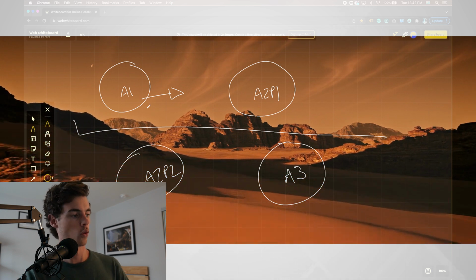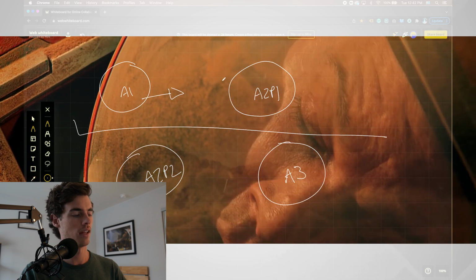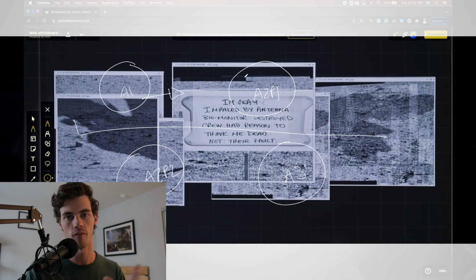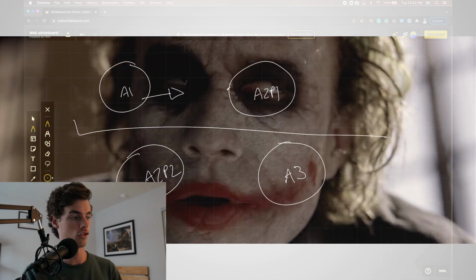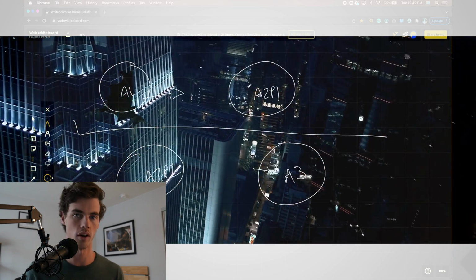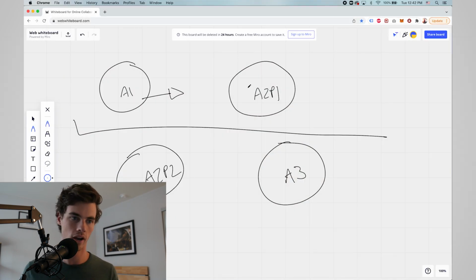Mark Watney is stranded in the very beginning of the film. And so then the plan is to essentially connect with NASA and get a plan formulated for how to get him home. And then in The Dark Knight, Joker enters the story, and Batman is just essentially trying to take down the Joker in Act 2, Part 1. So in each time, the characters have an understanding of what they're trying to do.